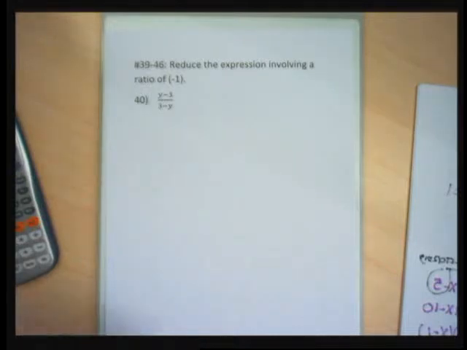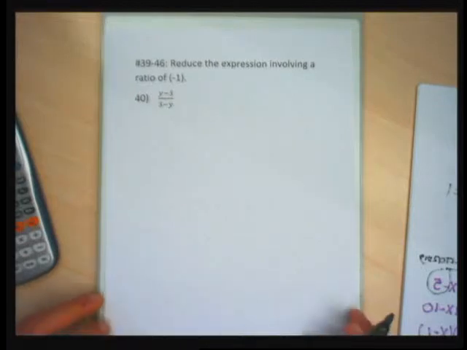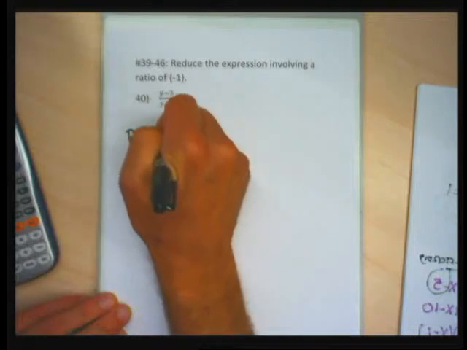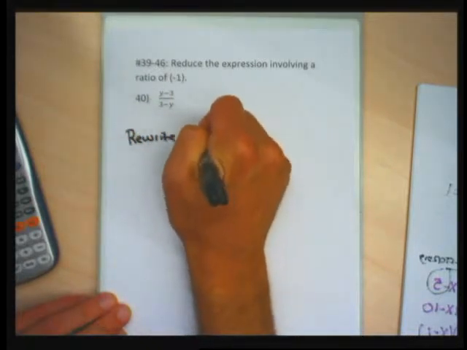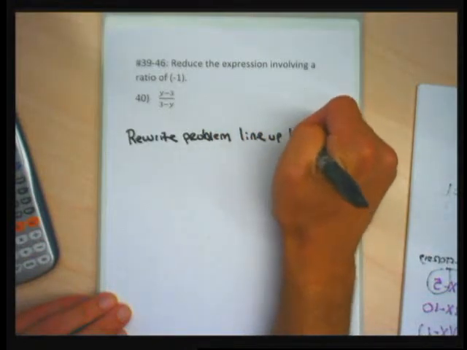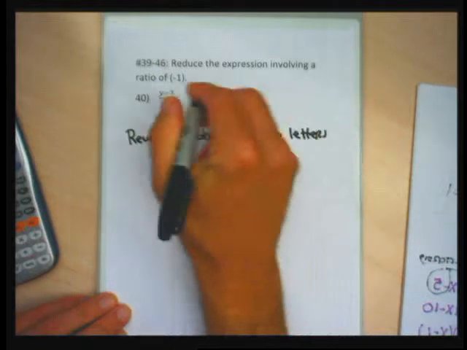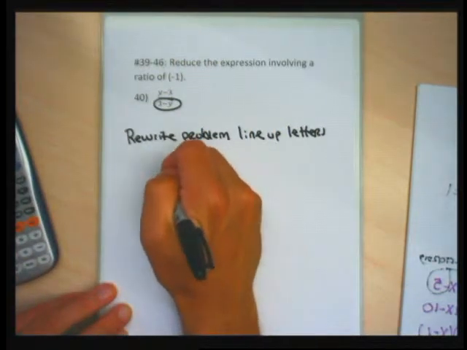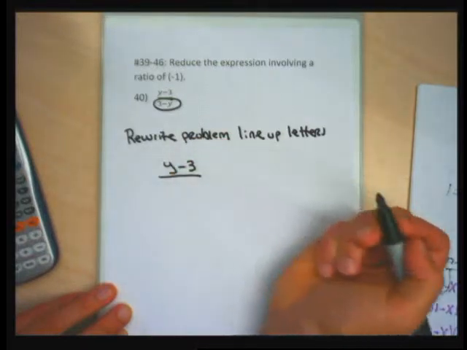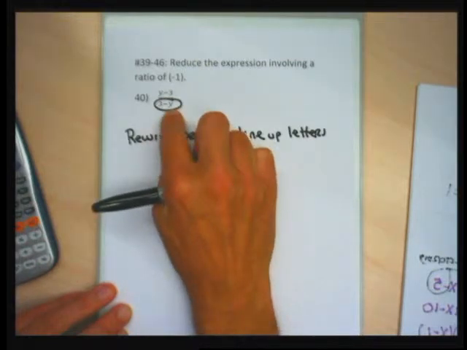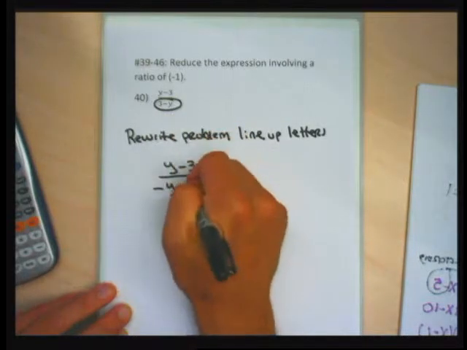In problem 40, to figure out how to reduce it, I'm going to rewrite the problem to line up the letters. And very specifically, that 3 minus y, it looks odd to have the y written second and the 3 first. So I'm going to write the y first. And when I write the y first in the denominator, I'm going to keep the sign. There's a minus sign in front of it. It needs to have that sign. I'm going to write the 3 second.